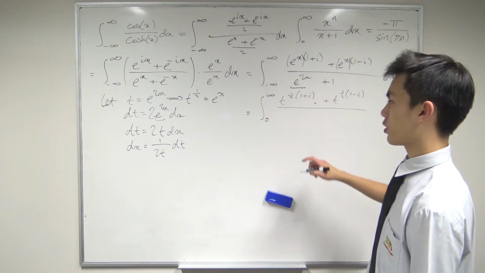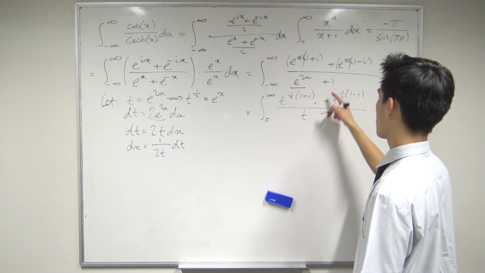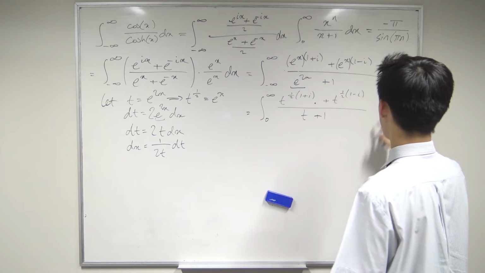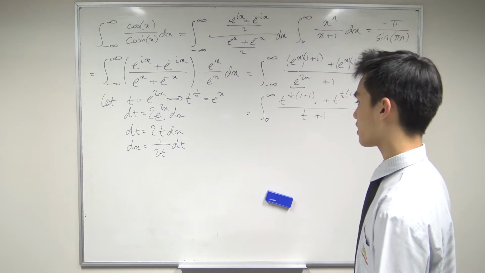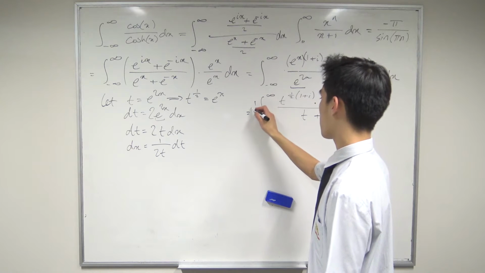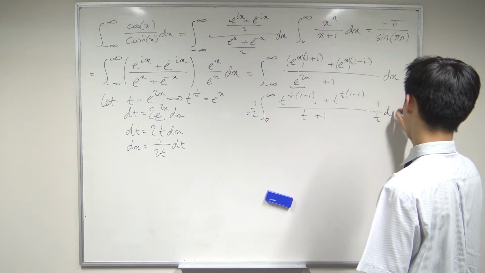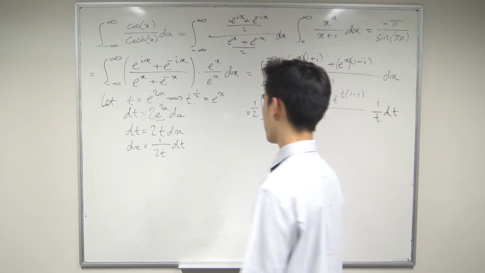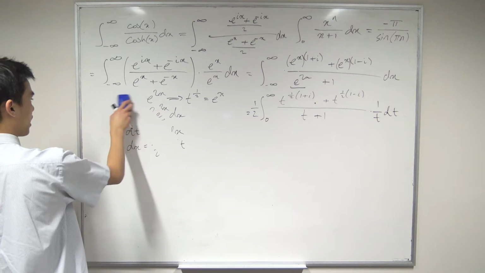And let's see, what else do we have? We have our e to the 2x right here. That's exactly our t, our substitution, so t. And then we have this plus 1 still. And how about our dx right here? Our dx turns into 1 over 2t dt. I'm going to bring a 1/2 out to the outside, like so. And then 1 over t dt. Alright, so this is what we have so far. Let's erase this substitution. We don't really need it anymore.